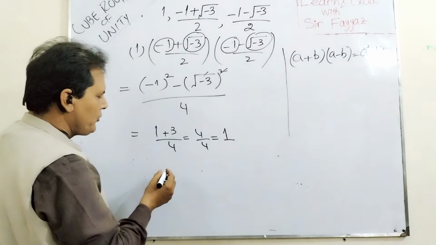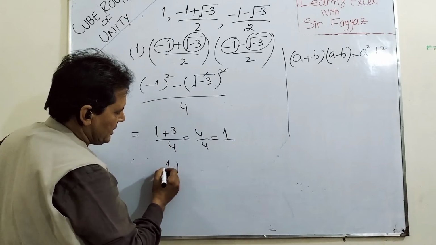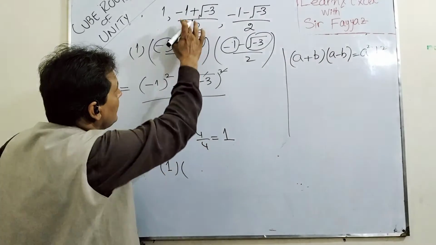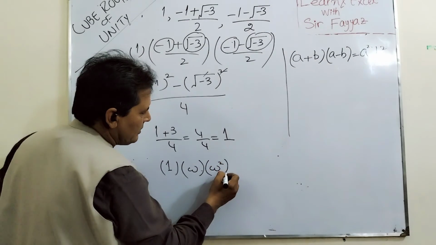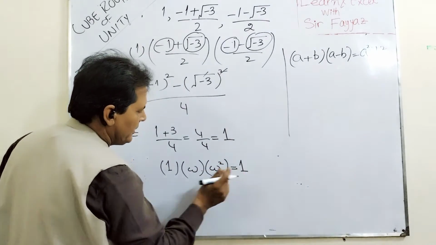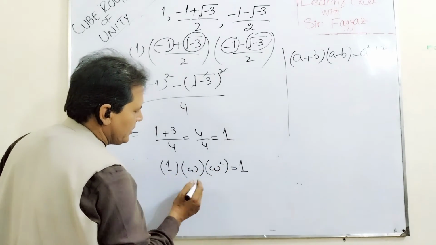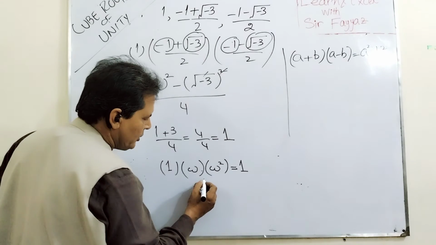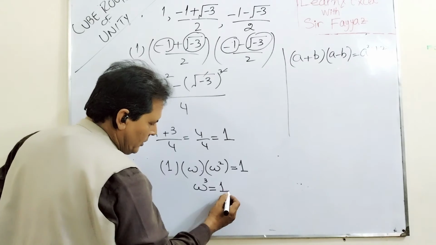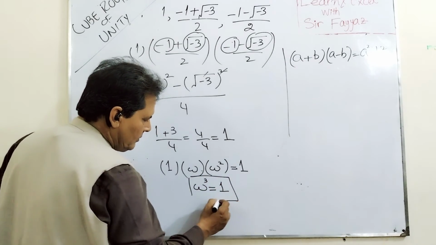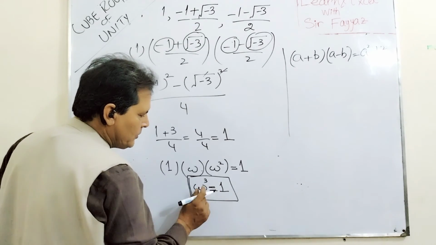So what we have proved over here is that 1 times this was omega, the other one was omega square, comes out to be 1. It means that the product of the three cube roots of unity is equal to 1. Or another way we can write omega cube: omega into omega square, omega cube is equal to 1. This is the formula. Omega cube is equal to 1.